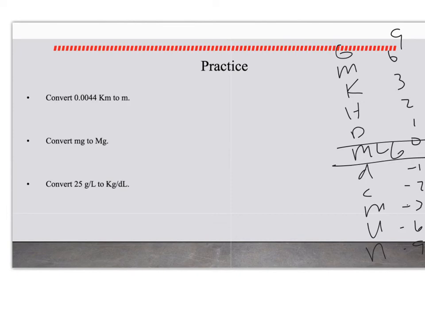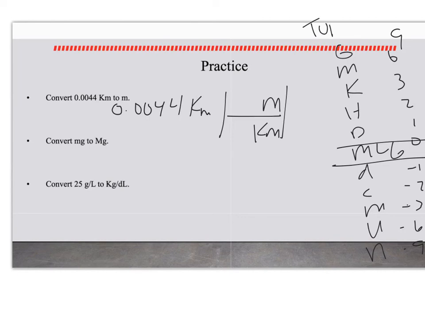So if we're converting 0.0044 kilometers to meters, again, you always write your given, which would be 0.0044 kilometers. Now I'm going to go to meters. The unit that you have goes straight down to the bottom. The unit that you're going to is going to go on top. Going from the top down to the bottom, you have to figure out which one's your bigger unit, which is kilometers, because you run into kilometers before you get to meters. So the 1 always goes with a bigger unit.